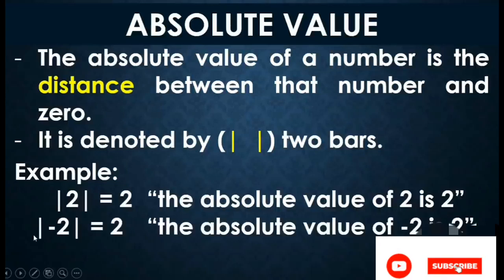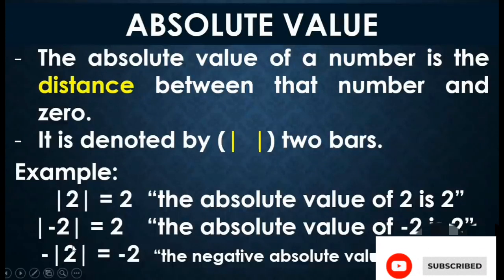The absolute value of negative 2 is positive 2. If the negative is outside of the absolute value, it will give what? Negative 2. The negative of the absolute value of 2 is equal to negative 2.